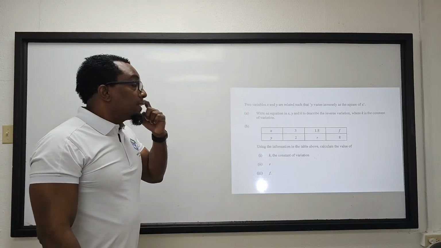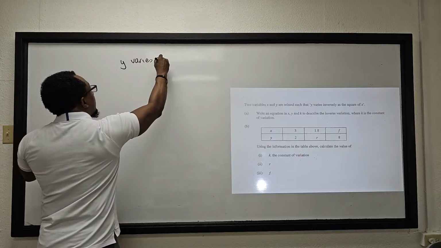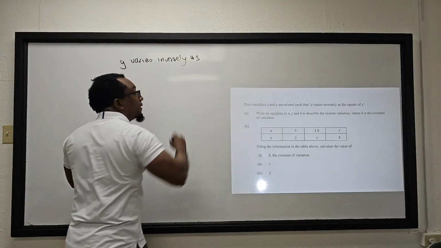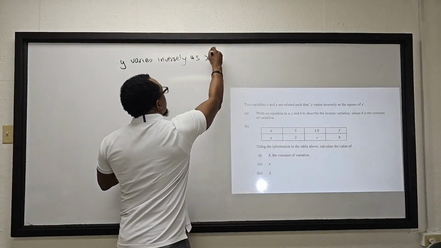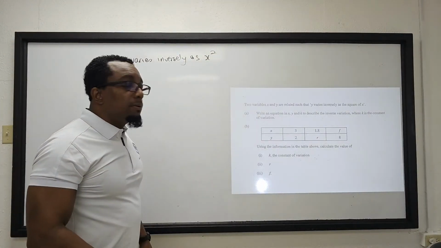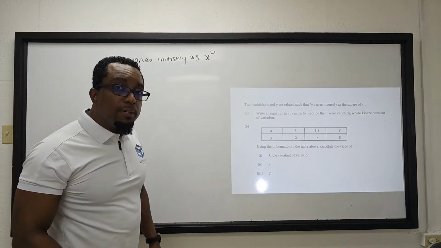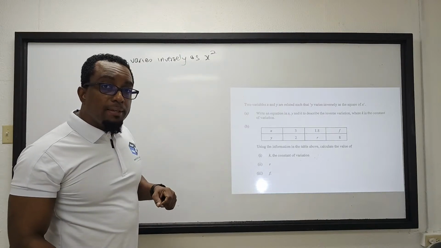So it states here y varies inversely as the square of x. The square of x will be x squared. And we can establish an equation showing an inverse proportional relationship between two variables y and x squared.